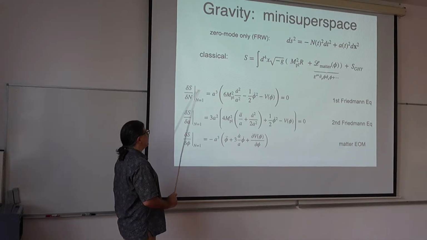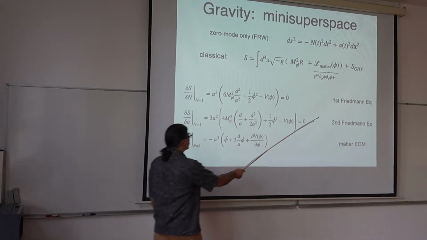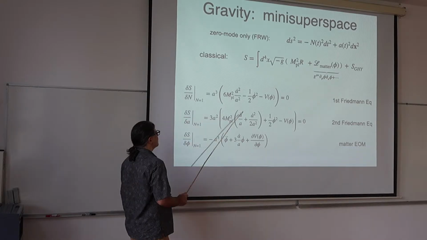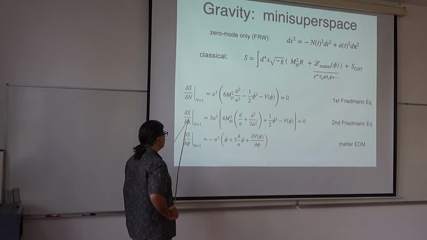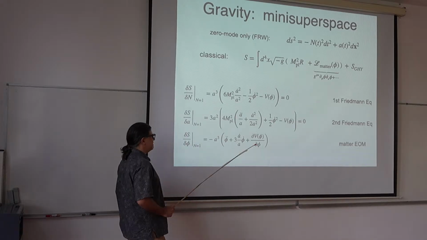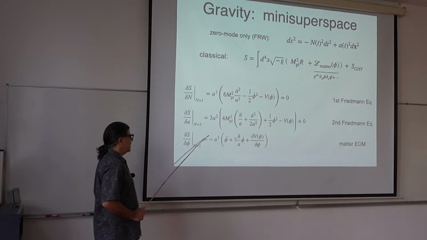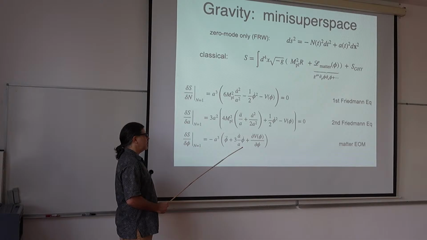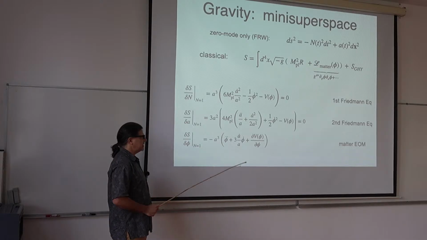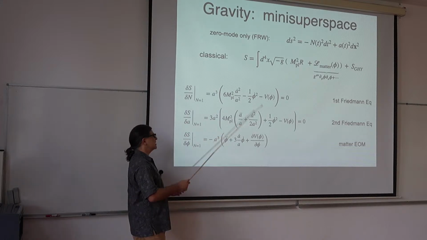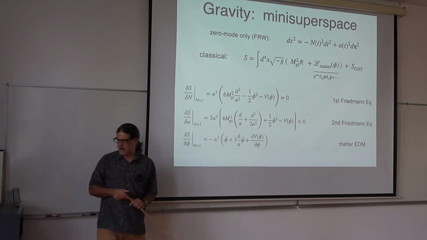And the first variation gives us, in fact, the first Friedmann equation, which is, here's Hubble squared right there. And the second variation with respect to a gives us the second Friedmann equation with a double dot. And then this variation with respect to matter fields gives us equations of motion for matter with things like Hubble friction sitting in there.